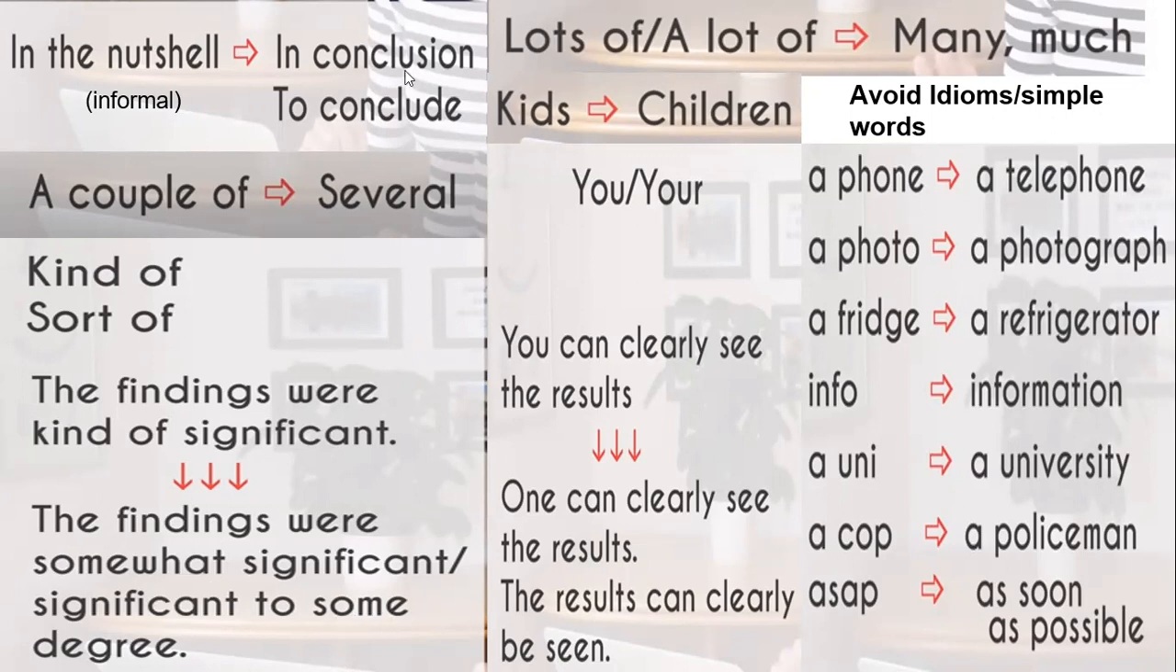Then next is "lots of", "a lot of". Instead of writing this one, go with "many" and "much" as the nouns. If you go with countable nouns, then go with "many". Uncountable nouns, then go with "much" and so on. So "kids", not "kids", it will be "children".